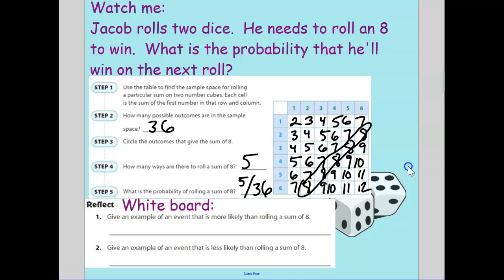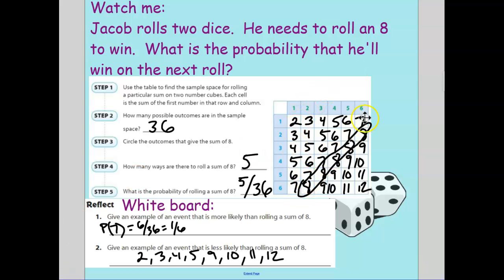Okay, grab your whiteboard or your scratch paper or whatever, and I want you to try these 2 problems here. Give me an example of an event that is more likely than rolling a sum of 8, and an example of an event that is less likely than rolling a sum of 8. So go ahead and hit pause, try it out, and we'll come back together.